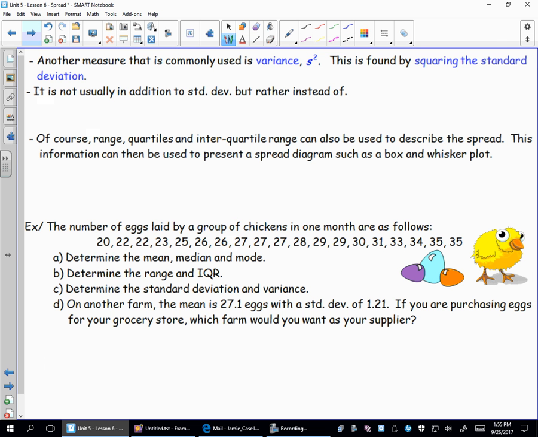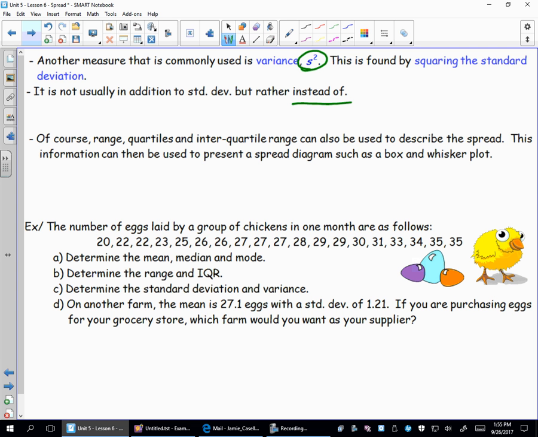Another commonly used measure is something called the variance. All it is, is the standard deviation squared. Literally take your number and square it. You don't have to do any new calculations other than that. We don't usually use it in addition to standard deviation, we use it instead of. So it's one or the other, the variance or the standard deviation. They're just two different measures that do sort of the same thing.